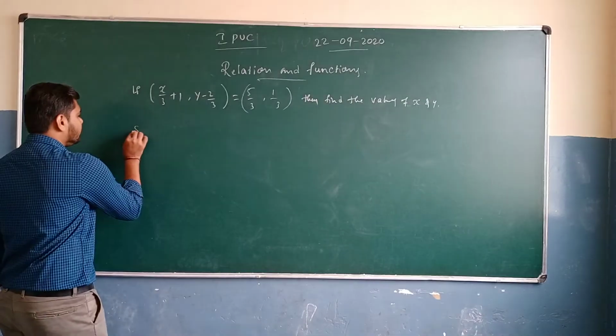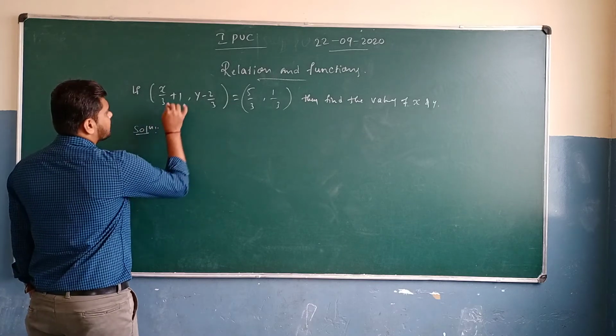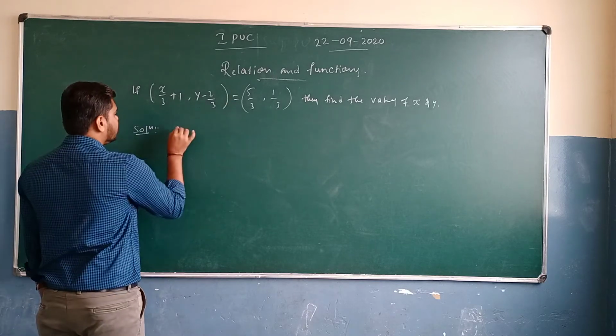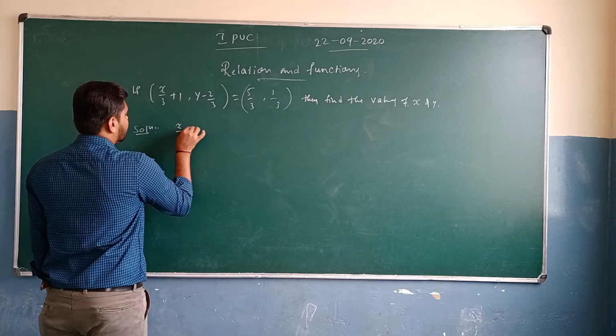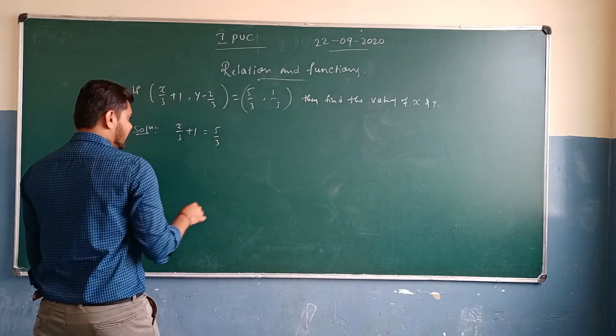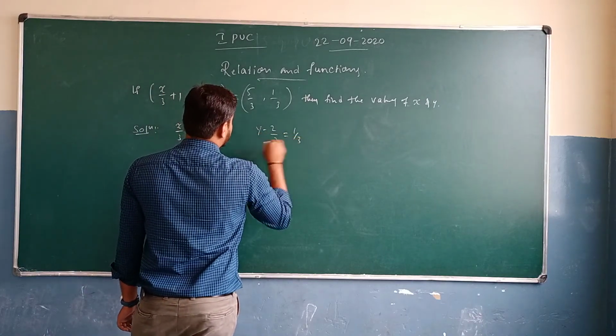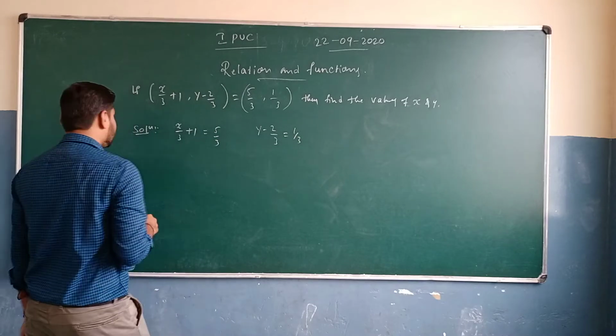So the solution is going to be: the corresponding elements are going to be equal. So that's going to be x/3 + 1 is equal to 5/3, and y - 2/3 is equal to 1/3.